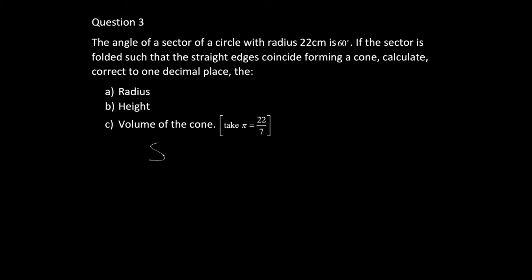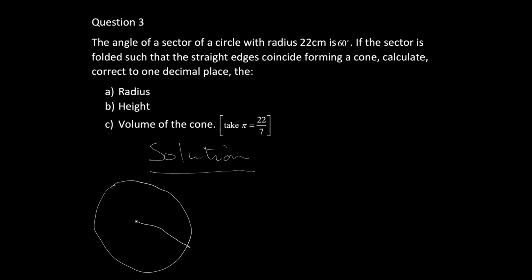So let's begin with the solution. We have a circle and then a sector of this circle with a radius 22, forming an angle of 60 degrees at the center. So this whole thing is the sector of the circle.